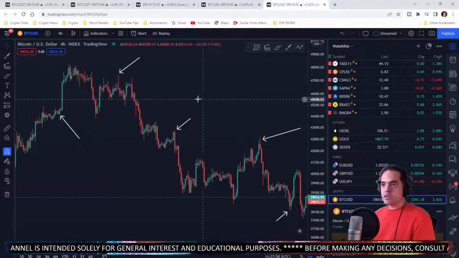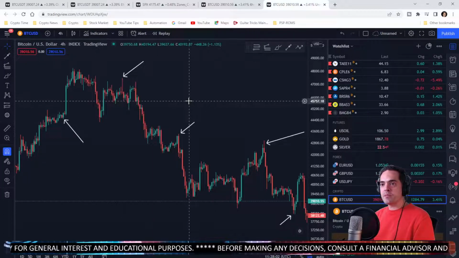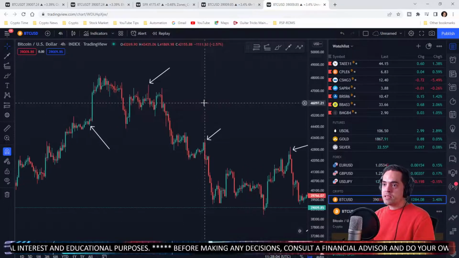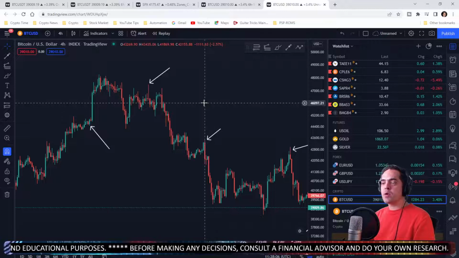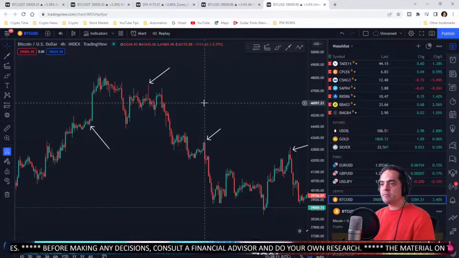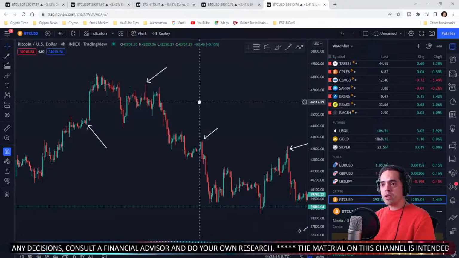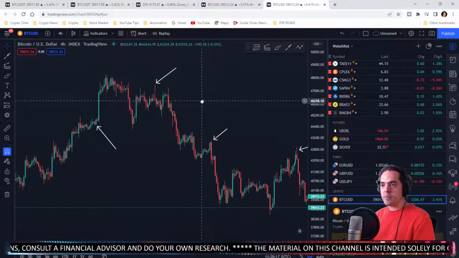So the principle here is to spot a trap, or an attempt of the market to break a high, a previous high or previous low, and then goes to the opposite direction. Okay, so that is a trap.